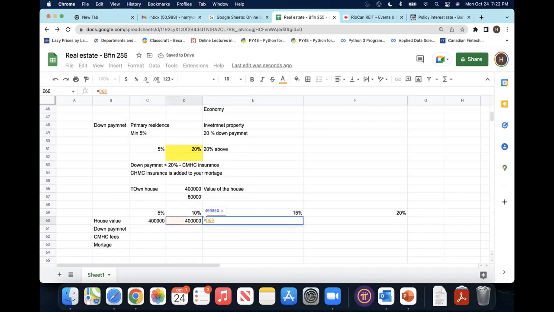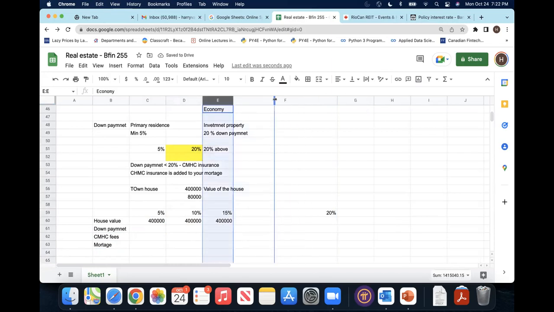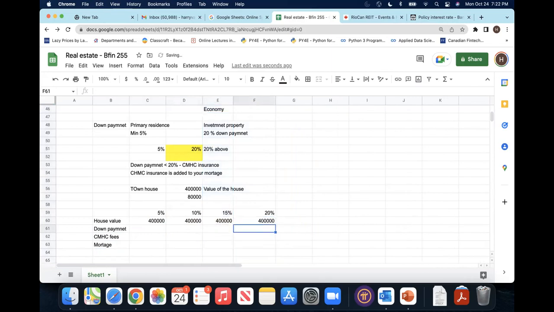Okay, so 400,000 is the house value for all these different down payment percentages. I'll just realign it so that you can see. Now if you are putting 5% down, how much down payment do you have to make? You have to make a $20,000 down payment. If you're putting 10% down, you have to make a $40,000 down payment. If you're putting 15% down, that comes to 60,000, and if you're putting 20% down, that comes to 80,000. This is the down payment that you are putting.